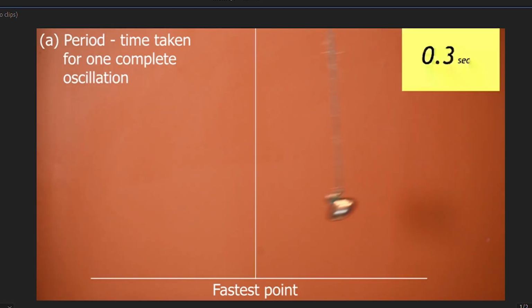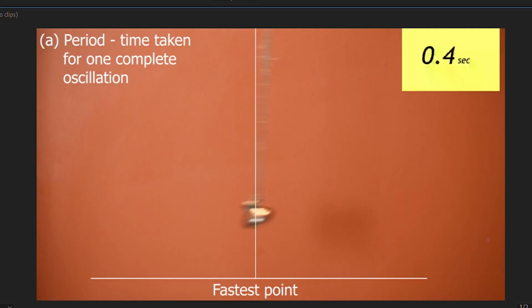As you can see, on the way down it's accelerating until it reaches its fastest point. That takes 0.4 seconds. Then it decelerates on the way up until it gets to its highest point. That takes us another 0.4 seconds. Accelerates on the way down until its fastest point. It takes us another 0.4 seconds, and from its fastest point back to where it started took another 0.4 seconds.